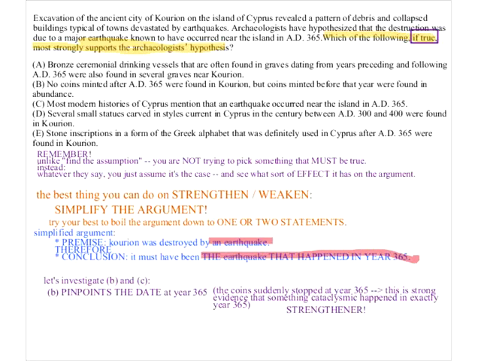If you look at what C does, C just says that there was an earthquake in 365. The problem is that doesn't really help, because that's already, in fact, this doesn't strengthen the argument at all, because it's known to have occurred. So this is already known to have occurred. So this is no help.